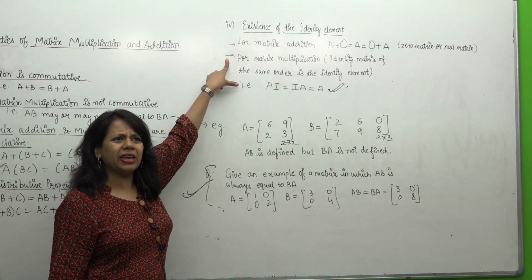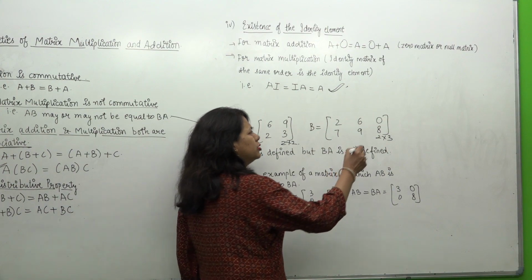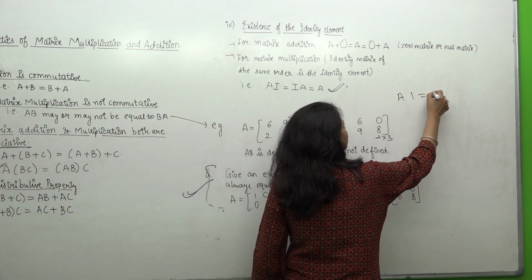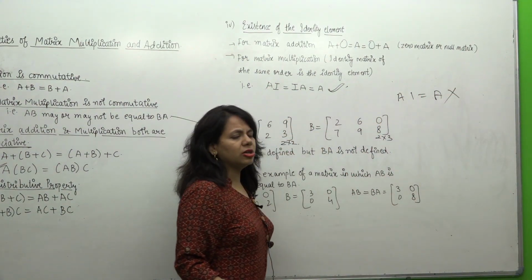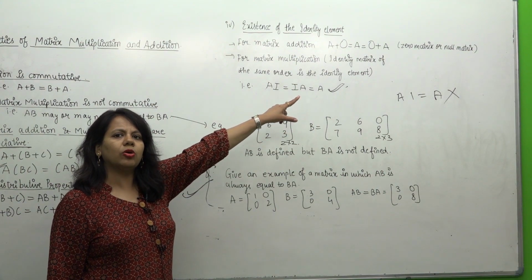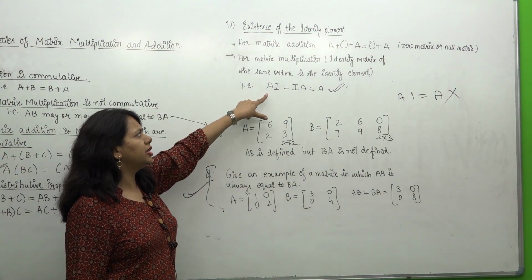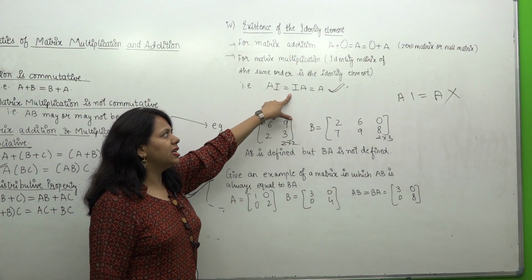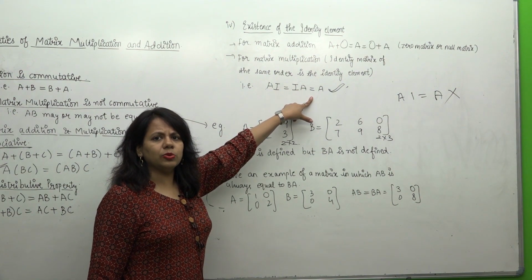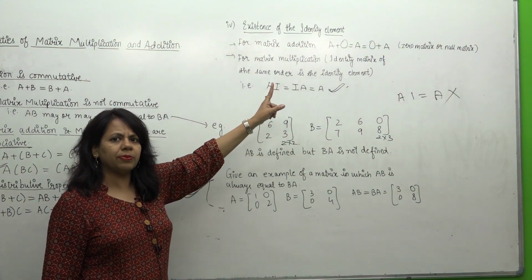Ma'am, what is that? A into 1 generally, that is what all students do. A into 1 is equal to A. But this is wrong. When we do it in case of matrix multiplication, it would be AI is equal to IA, which is equal to A. So please do remember this.